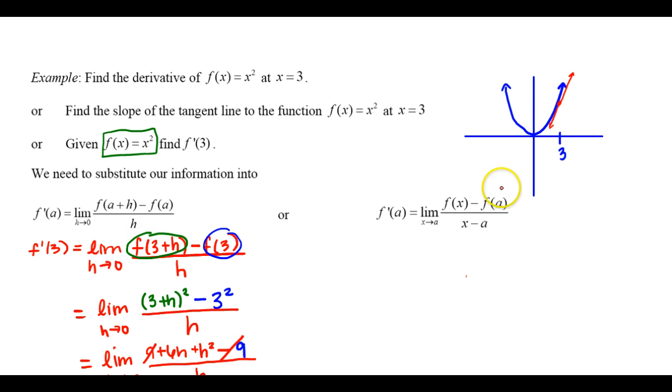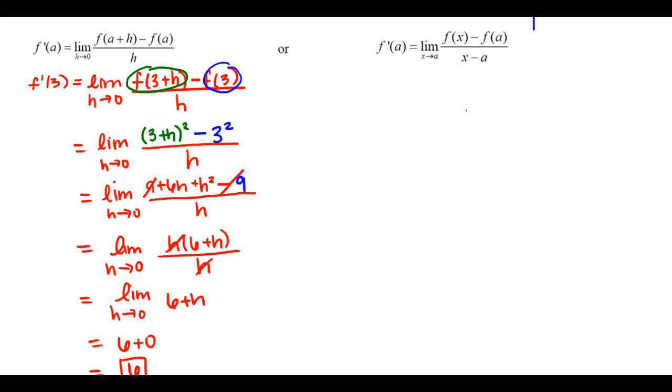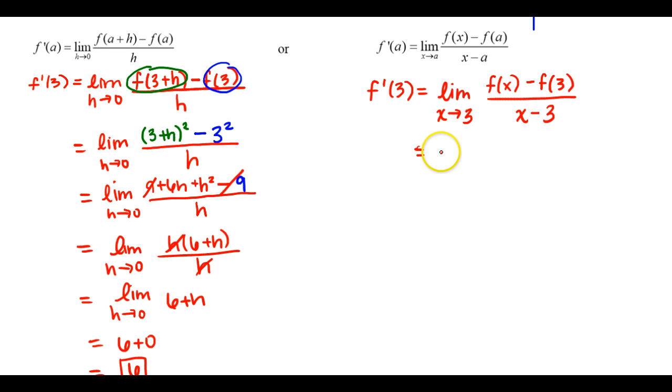But let's try to also use the alternative definition of the derivative. So let's go ahead and substitute everything in here. So I'm still trying to find f prime of 3, which is the limit as x approaches, in replacement of a, I'm going to put my value of 3. And now I need to do the difference quotient f of x minus f of a, my a value is 3, all over x minus 3. So now let's keep going with this limit.